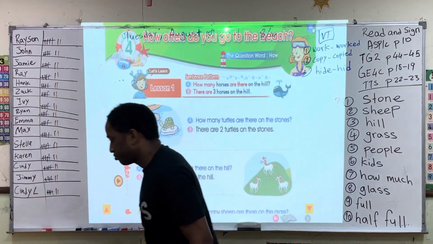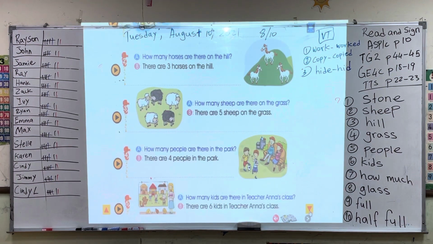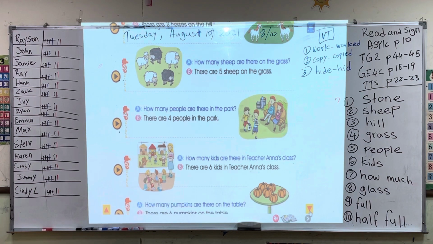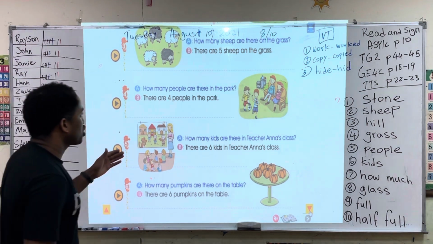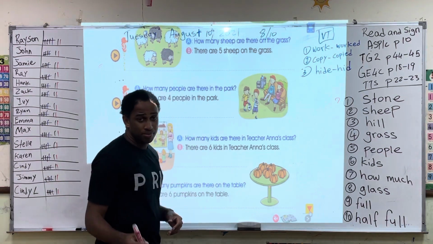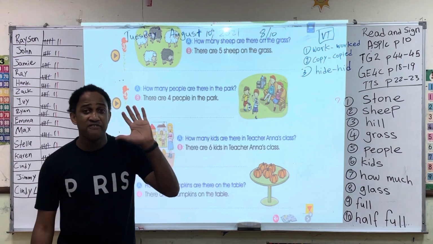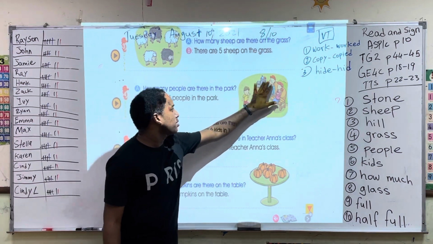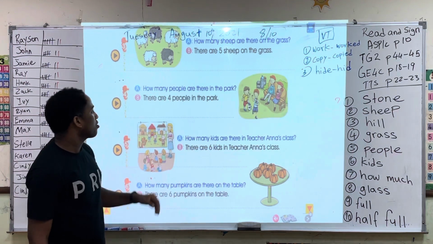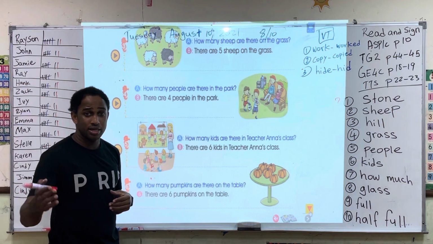Number 3. How many sheep are there? How many sheep? No S. Are there on the grass? There are 5 sheep on the grass. How many people are there in the park? There are 4 people in the park.